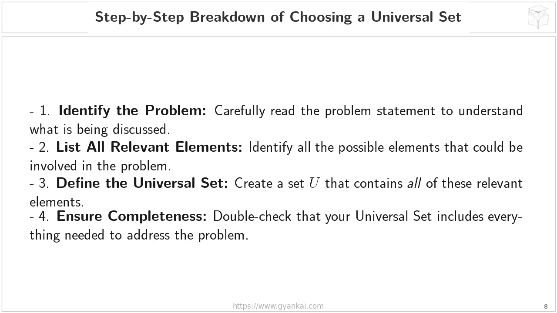Step 1. Identify the problem. The very first thing you need to do is carefully read the problem statement. I mean really read it. Understand exactly what the question is asking and what topic it's about. What is the problem discussing? This seems obvious, but it's where many students make mistakes. You need to grasp the core subject matter before you can define the scope of your universal set. We'll then look at why getting this right is so important, and some common mistakes to avoid. But mastering these 4 steps will give you a solid foundation for correctly defining the universal set in any set theory problem.